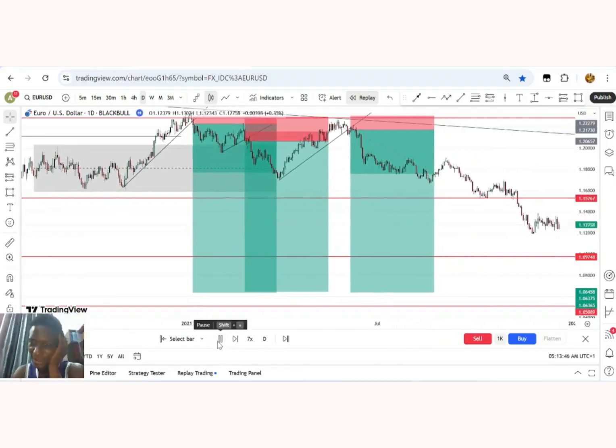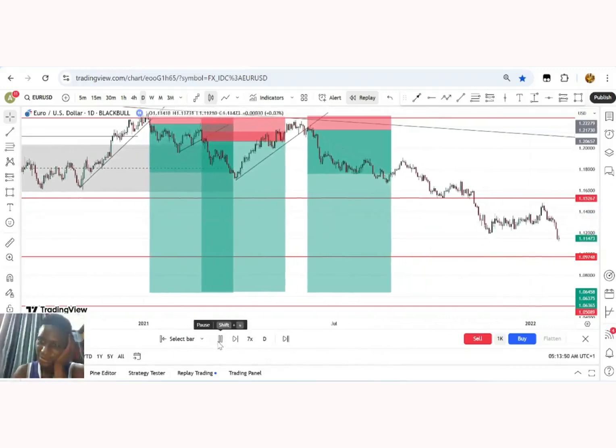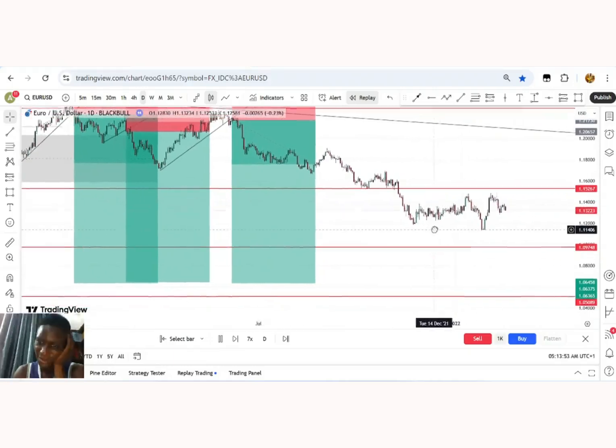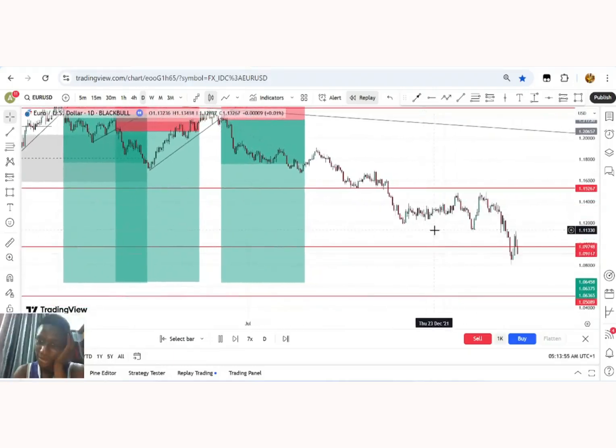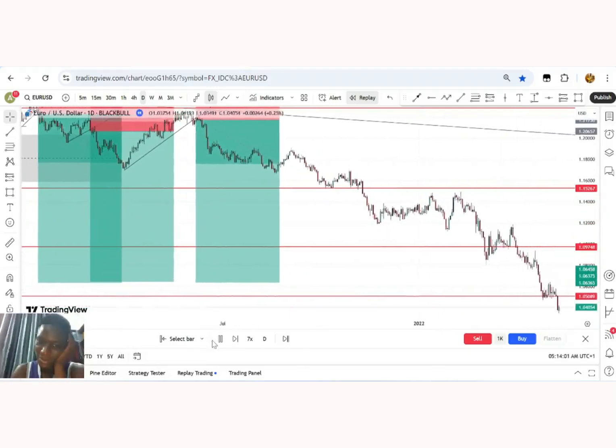You're taking it, taking it, taking it. It will take long, but finally, see, you take another partial here, or you just leave it, and then you see your TP has been hit.